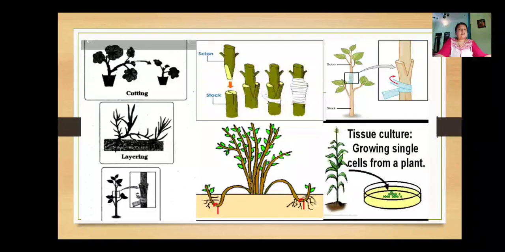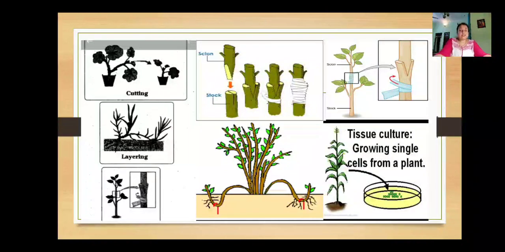Cutting is a very common method of artificial vegetative propagation, in which a part of the stem is cut and the cut end is planted in moist soil. After some time it gives rise to roots and grows into an independent plant. Mango, sugarcane and rose are the common plants mostly propagated by this method.